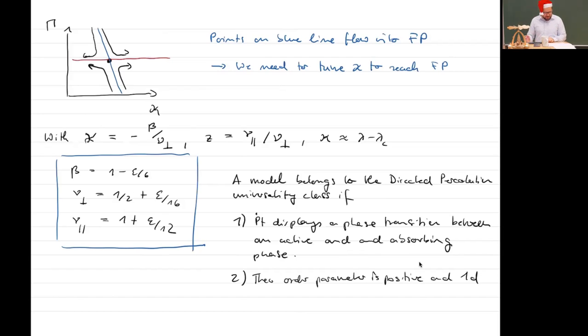Okay. The third one is there are no other bells and whistles. Yeah? So you have no special attributes, like spatial heterogeneity.